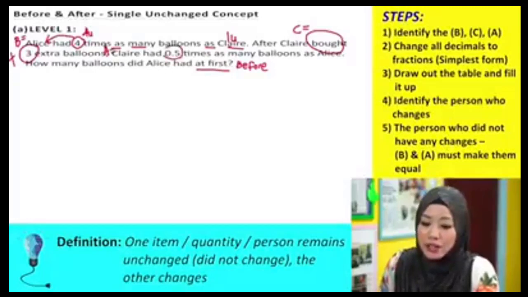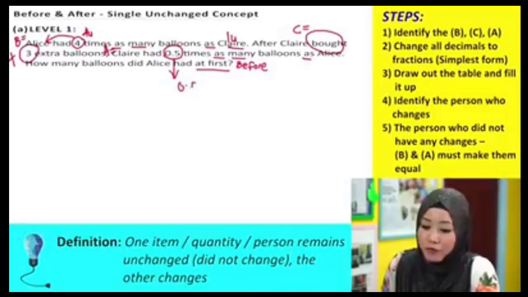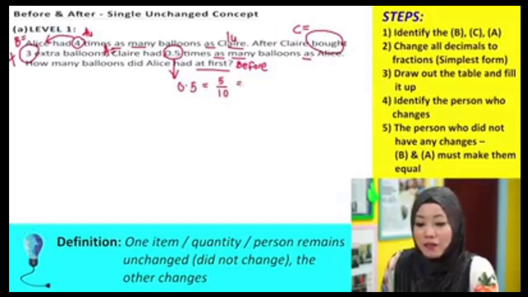So Claire had 0.5 times as many as. Can you see the magic phrase again? So 0.5 is actually 5 over 10. If I reduce it, you will get 1 over 2.